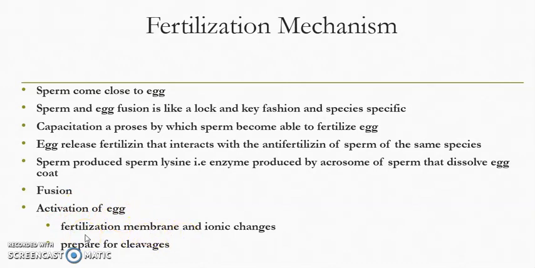This membrane helps ensure that no other sperm can enter the egg, so it prevents multiple fertilization. Also, during this, there are some ionic changes in the egg cytoplasm. This also prevents multiple fertilization. And then the egg prepares itself for cleavage.